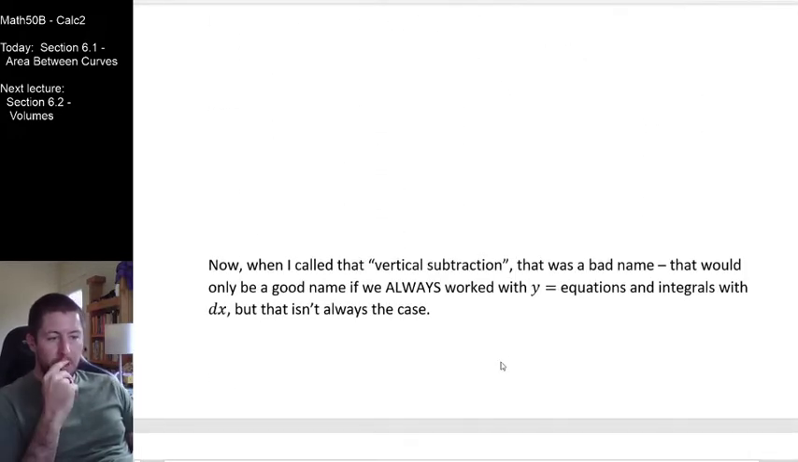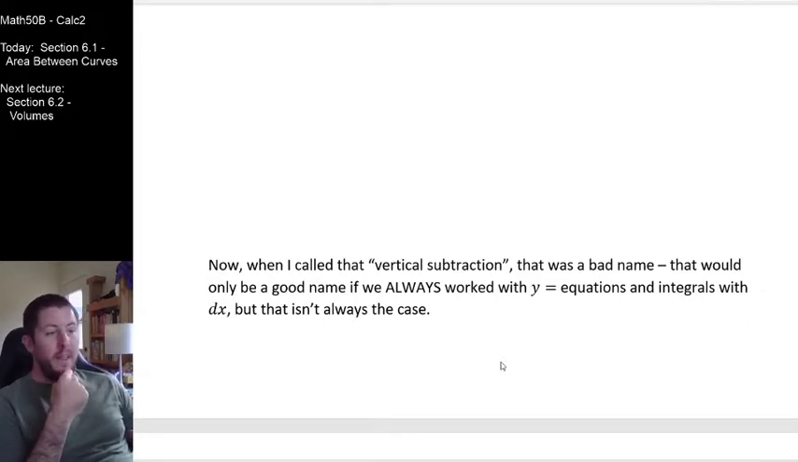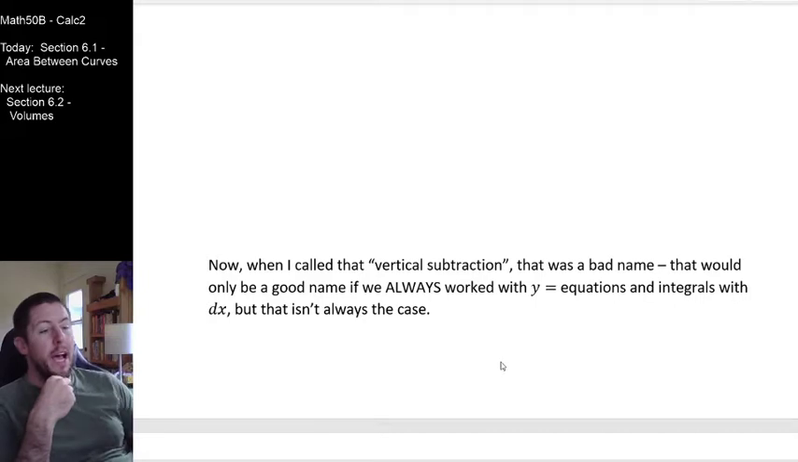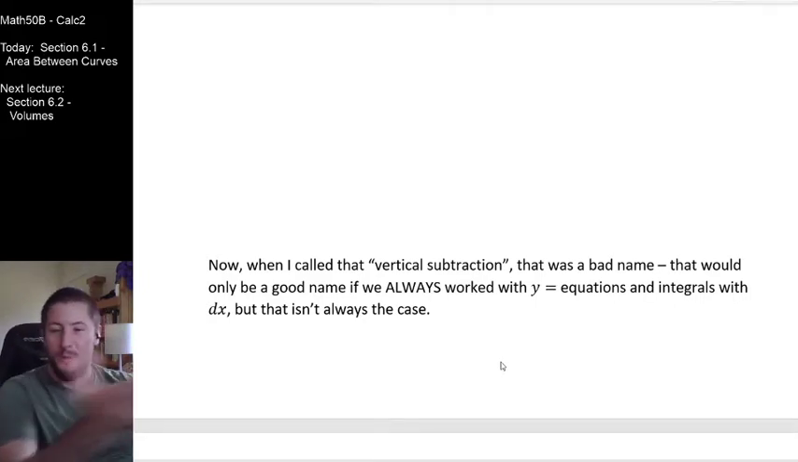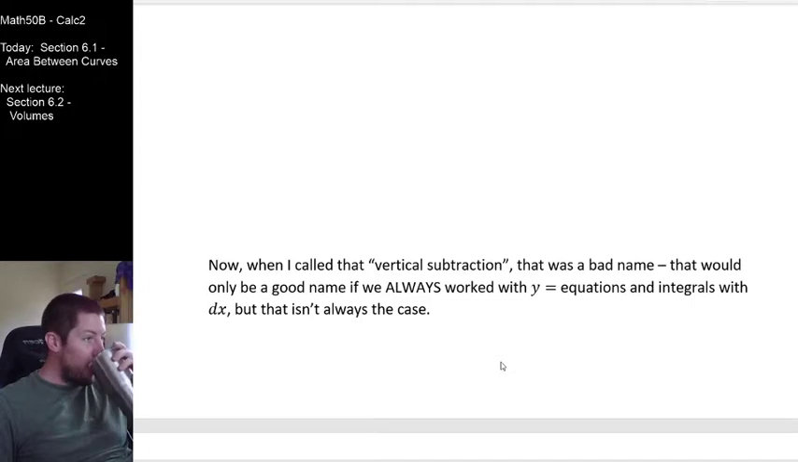So that is something we should do. We'll do that in our next example. My conclusion to this one is that when I call that vertical subtraction, that's a bad name, because that name would be good only if we worked with y equals equations with integrals, but that's not always going to be the case. If we get x equals equations, then we might want to do horizontal bars, and we can do that as well.